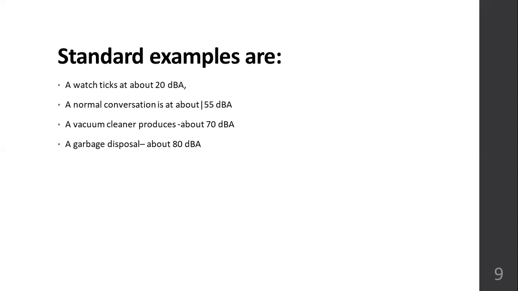A normal conversation is about 55 dBA. A vacuum cleaner produces about 70 dBA. A garbage disposal that makes a lot of noise is around 80 dBA. So you can understand how silent it should be in the ICU. It should be quieter than your normal conversation.